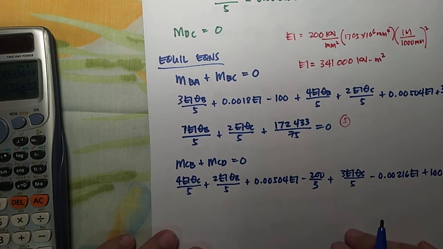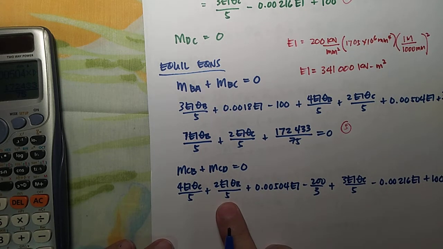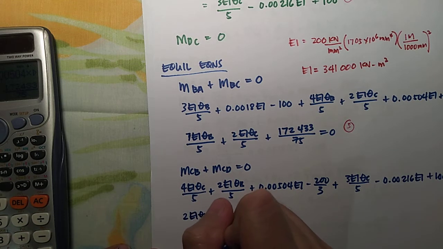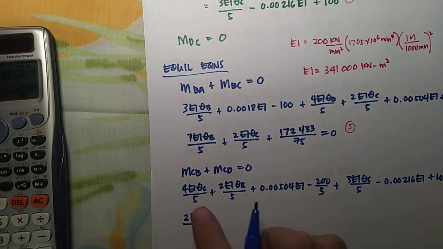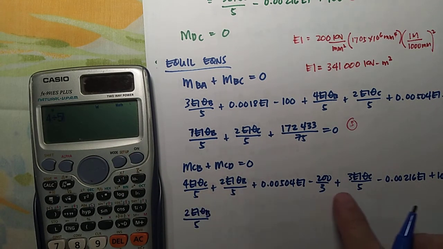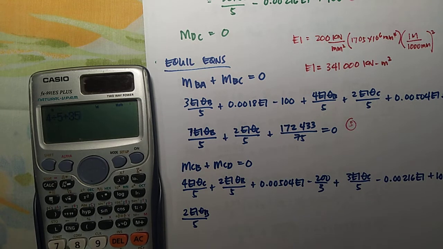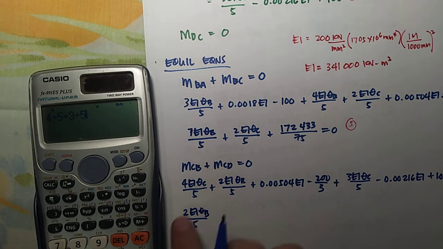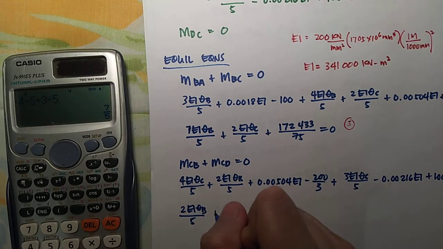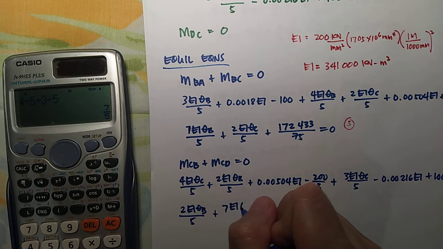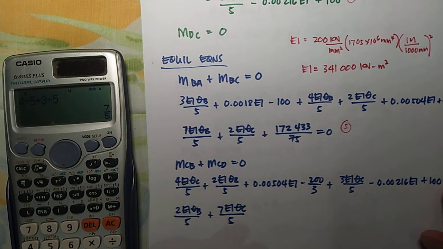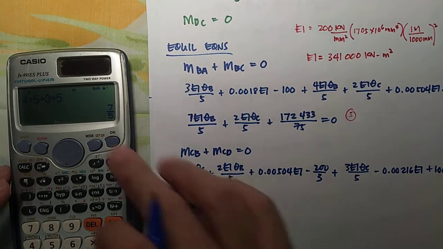Okay, so pag samasamahin natin, yung theta B, nag-iisa lang siya. So 2 EI theta B over 5 na siya. Tapos yung theta C, 4/5 at saka 3/5, so 7/5. So plus 7 EI theta C over 5. So ito pag samasamahin ko yung mga constant with EI equals 341.